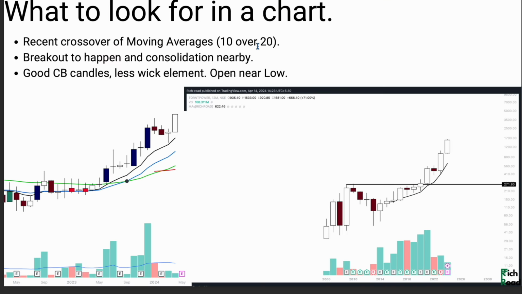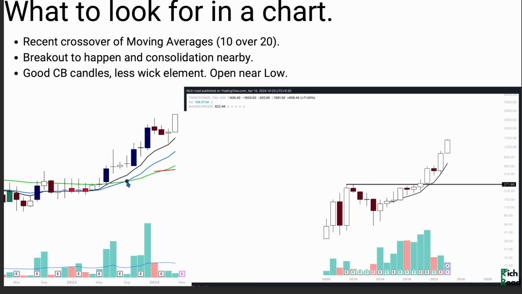So now, what to look for in a chart? Three simple things that you have to look for. The first thing is there has to be a recent crossover of moving averages. The moving averages can be any. For example, I've shown here 10 crossing over 20. It can be 20 crossing over 50.